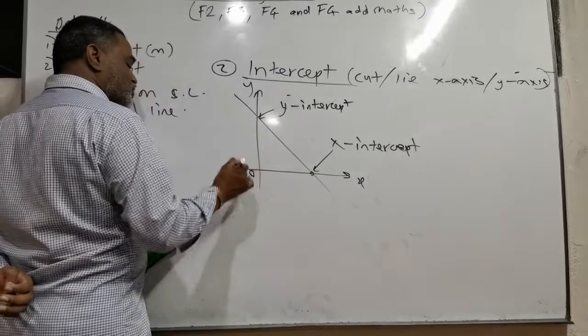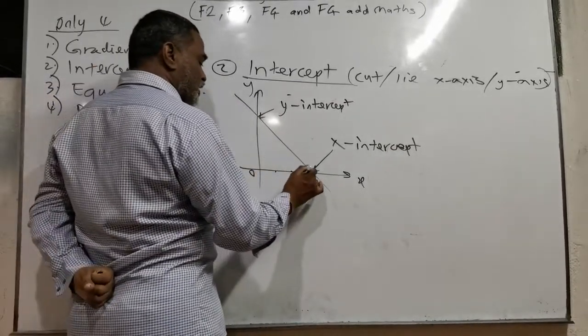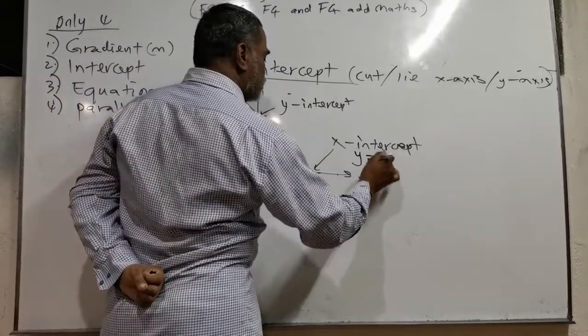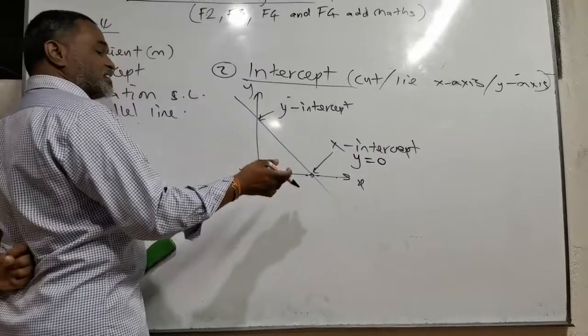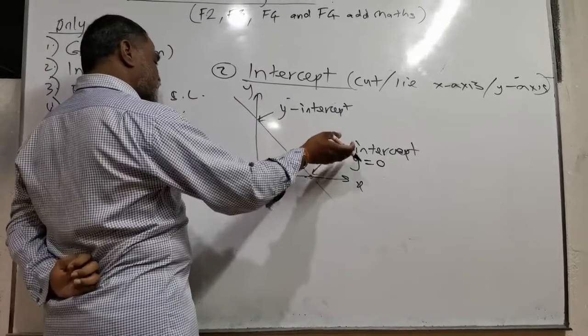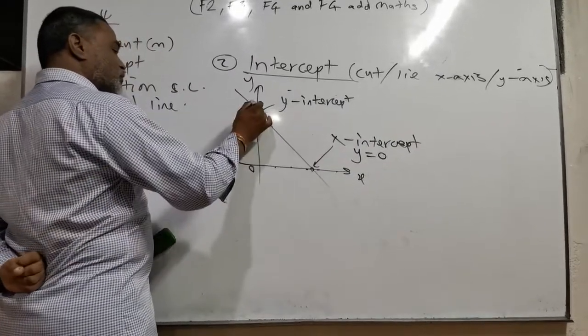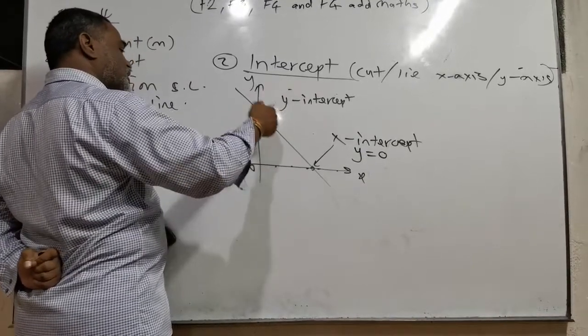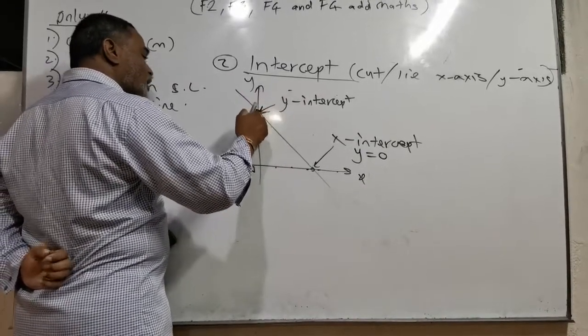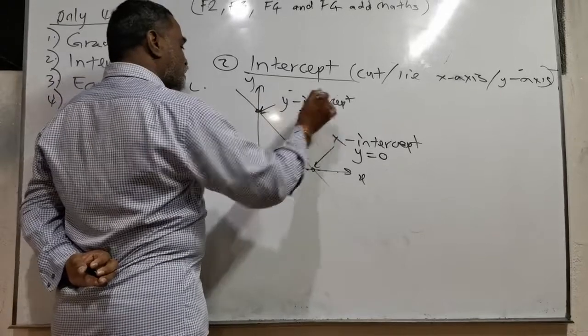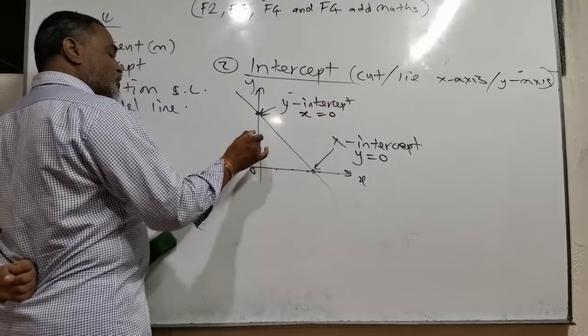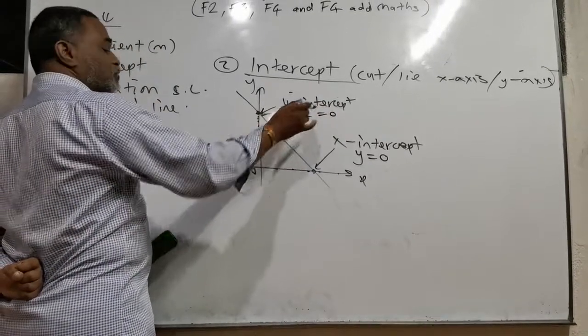Everybody knows that when you were in Form 2 you learned that for any coordinate on the x-axis, y will be 0. Whenever I say x-intercept, automatically you must remember that y will be 0. Same thing goes for the y-axis. Whenever any line cuts the y-axis, called y-intercept, x will be 0. You already learned this in Form 2: any coordinate on the y-axis, x will be 0.